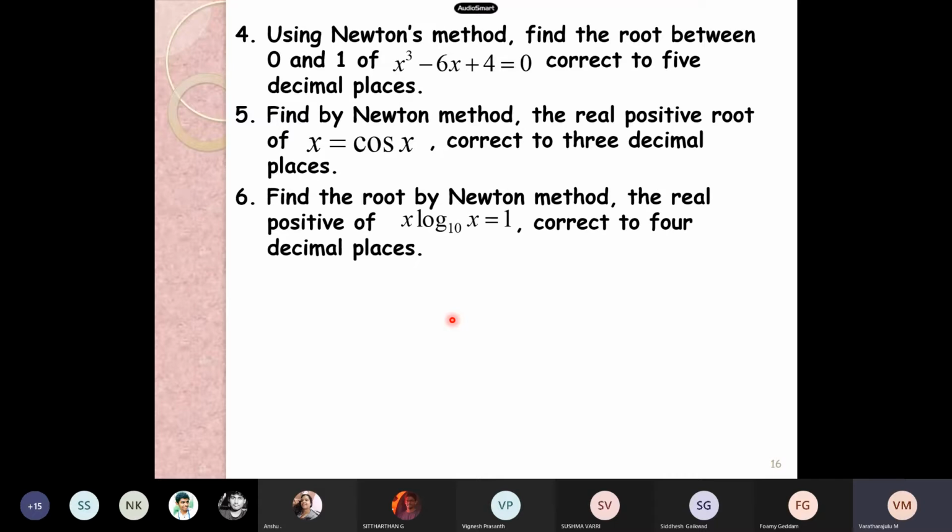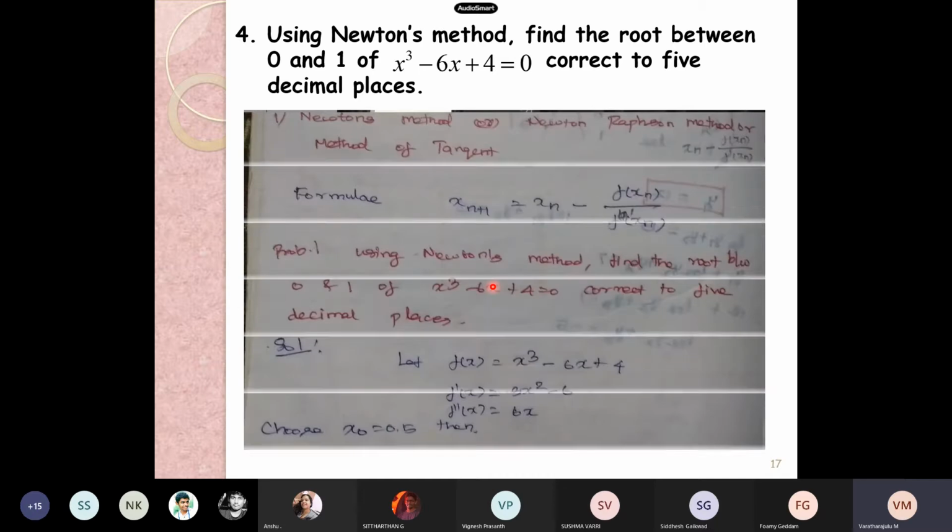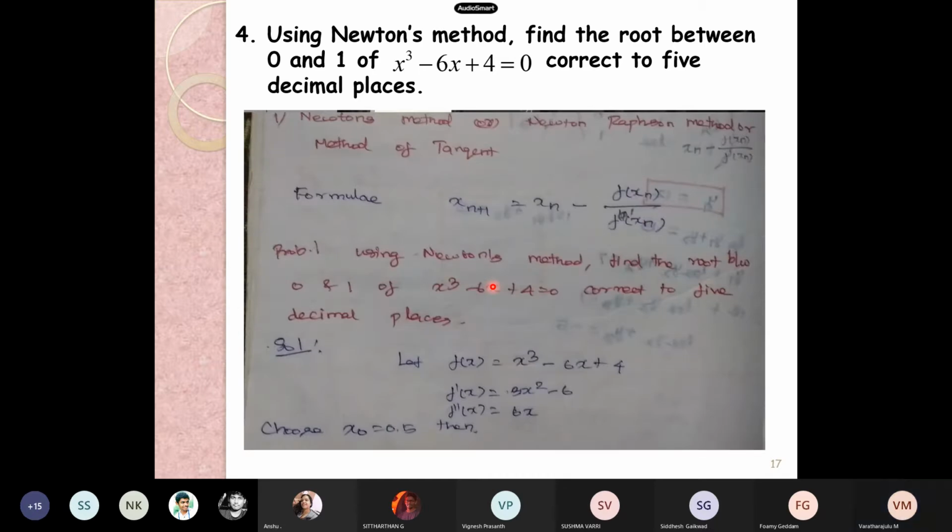Now for problem number 6, we will approach this and find the root by Newton method. The problem itself is concerned with the real positive root, as in problem number 5 also. Here also it is the real positive root of x log base 10 x equals 1, correct to 4 decimal places. We are going to solve this particular problem, problem number 4, and this is the answer.